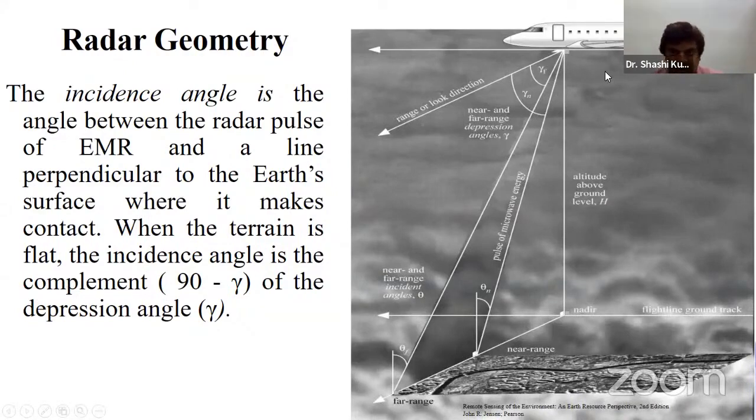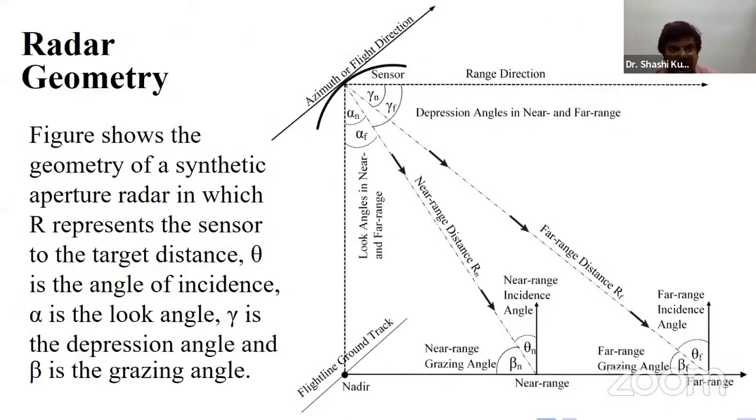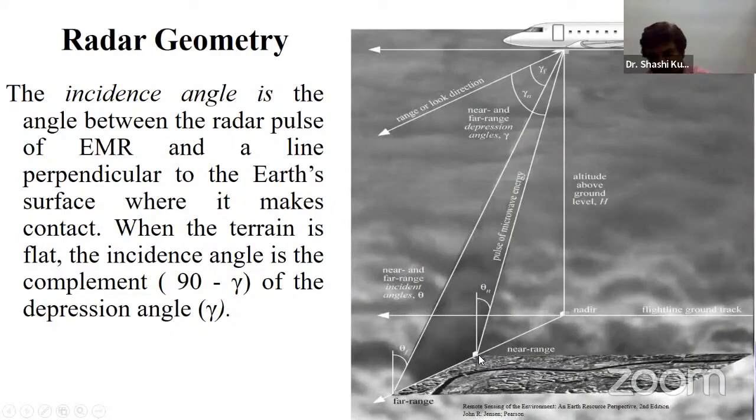Now, in the next slide, we are going to see the complete diagram of the radar geometry. So the flight direction is the azimuth direction, and the direction, either left side or right side, in which the SAR sensor is transmitting the electromagnetic pulses, that will be the range direction. Now the area which will be illuminated by the SAR sensor, as here if you see in this image, the area is in between near range and far range.